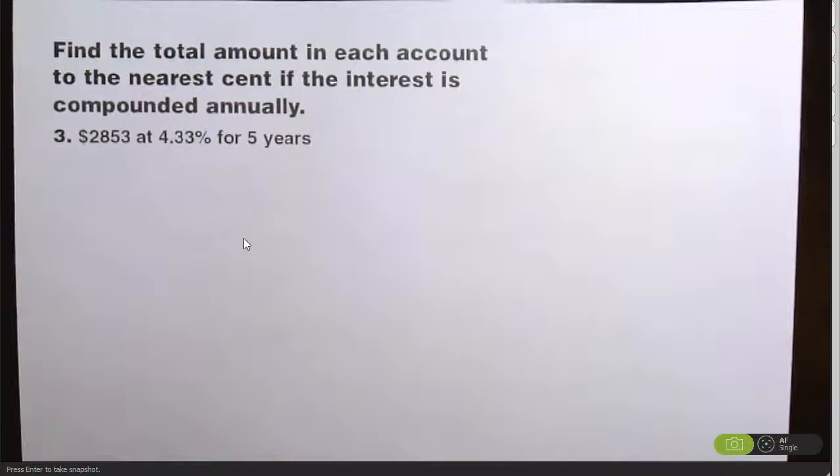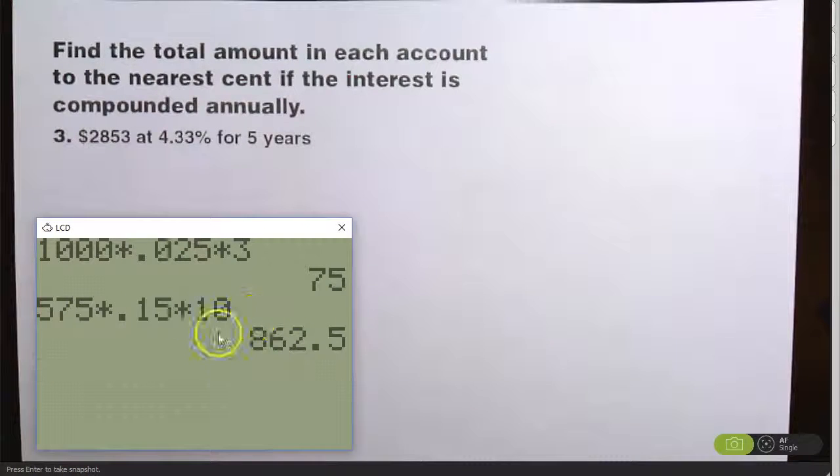When we go back to that previous problem, what I did on the calculator, all that's happening is you're taking that interest and multiplying it 10 times because it's 10 years. So you're finding 15% of $575 and multiplying it by 10, or you're finding 2.5% of $1,000 and multiplying it by 3. That's not how real interest works for loans, unfortunately.